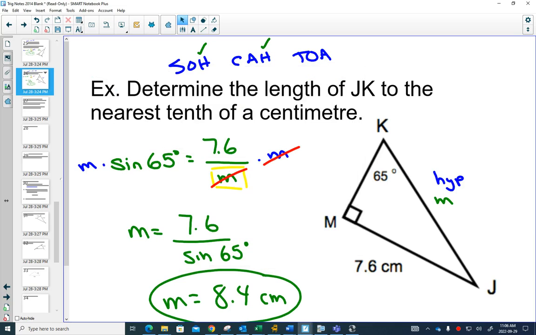Yeah, divided by sine of 65. Again, you should be typing these into your calculator as you're going to make sure that you're in degrees, to make sure that you're seeing how to do this on your own.